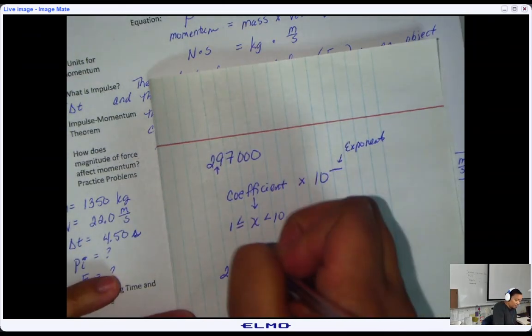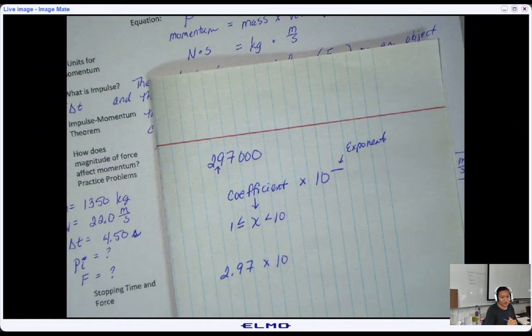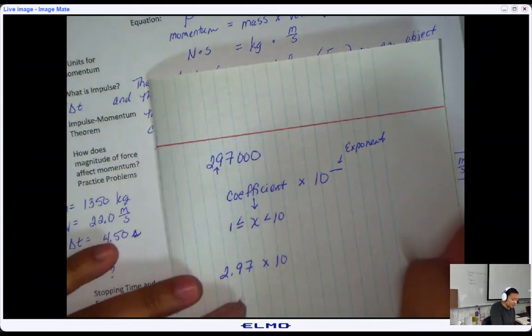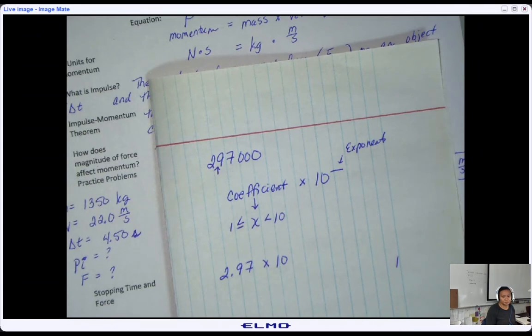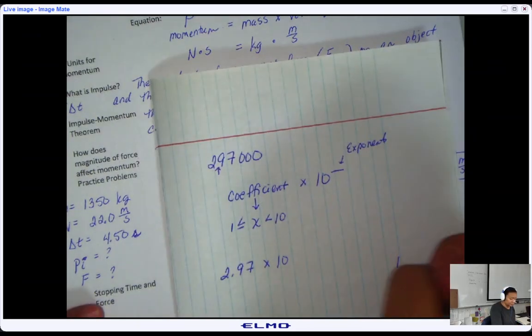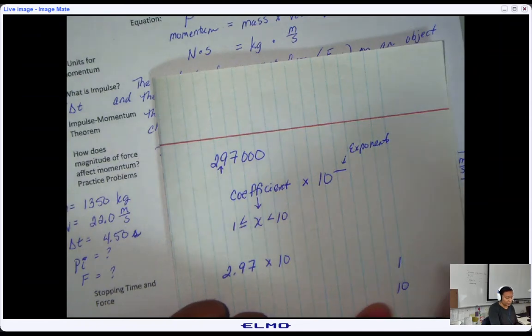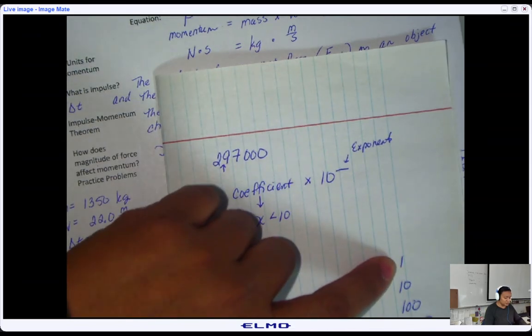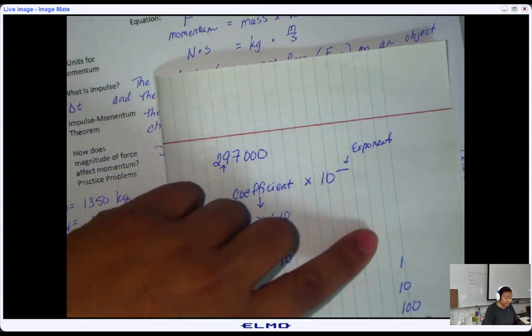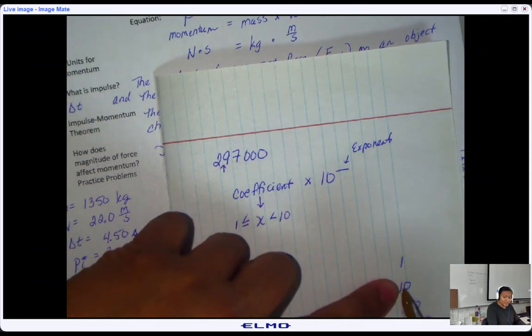So I am going to multiply it by 10. How many times do I need to multiply it by 10 to make it 297,000? Okay, so remember when you were multiplying by 10? Let's say I start out with 1. 1 times 10 is what? 10. 10 times 10 is what? 100. 100 times 10 is what? 1,000. So if you notice, every time I multiplied by 10, basically what I'm doing is I move the decimal over one place.